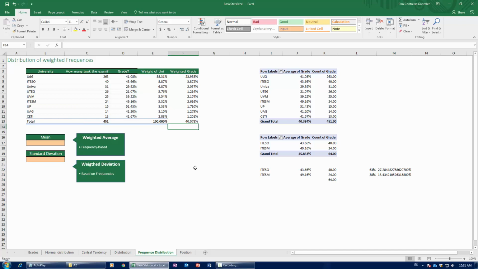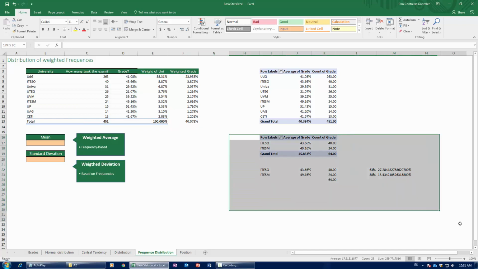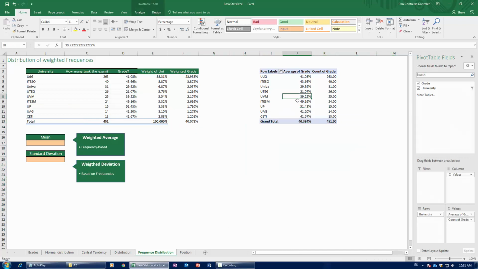But there's another way to go about calculating that, and that is using pivot tables. Now, notice I already have the pivot table set up. This is not the place to learn about pivot tables. I have a video, a webinar, and an online course to learn about pivot tables. So there's a bunch of resources for you. Right now, I just want you to check this out. I have the pivot table here with just the universities.